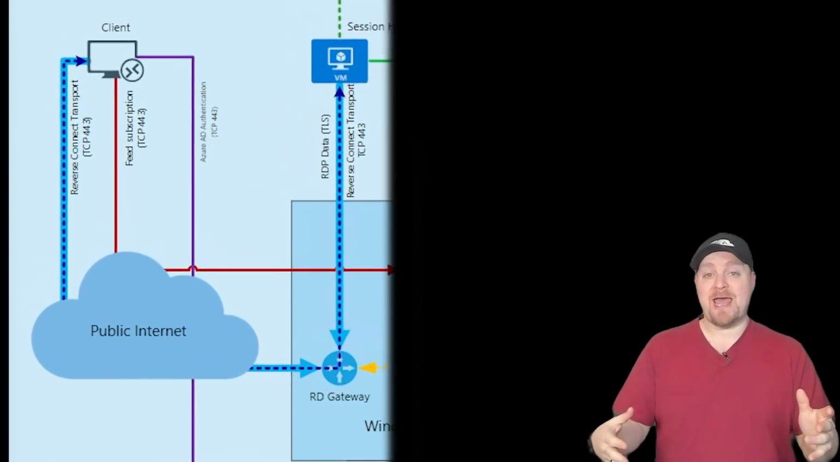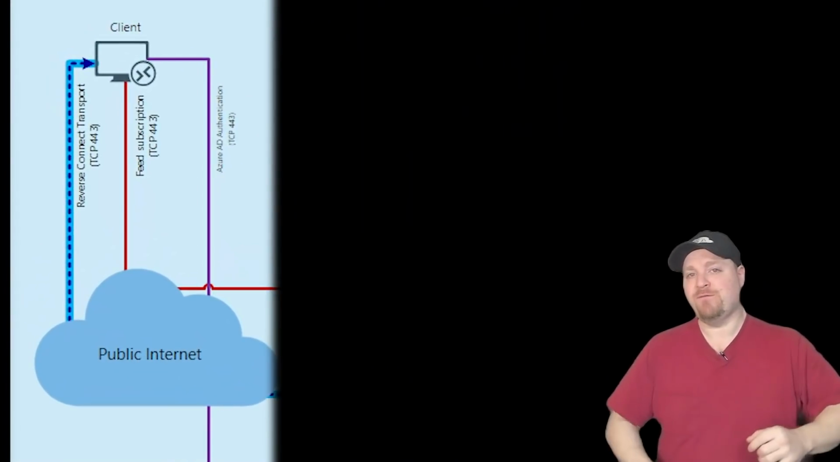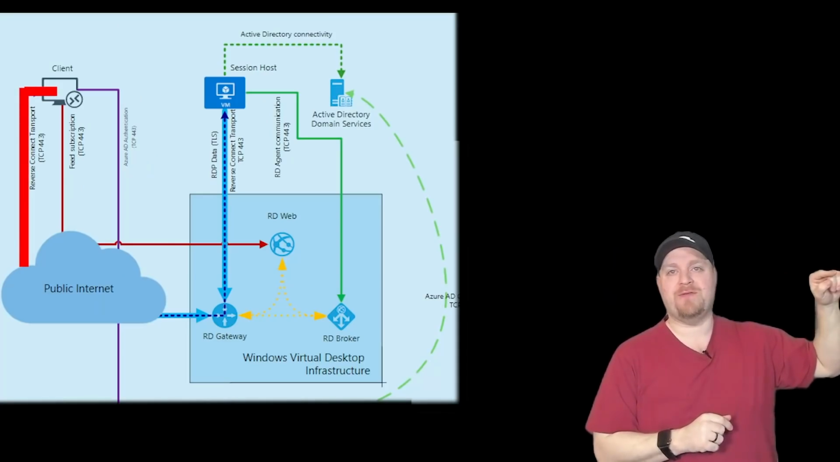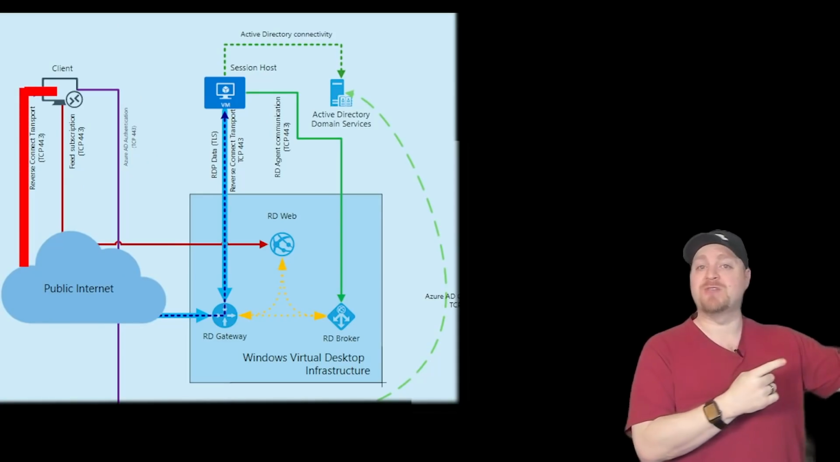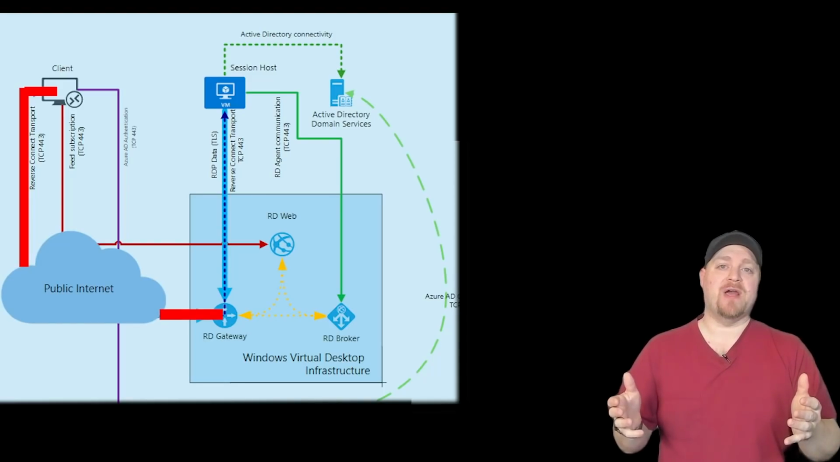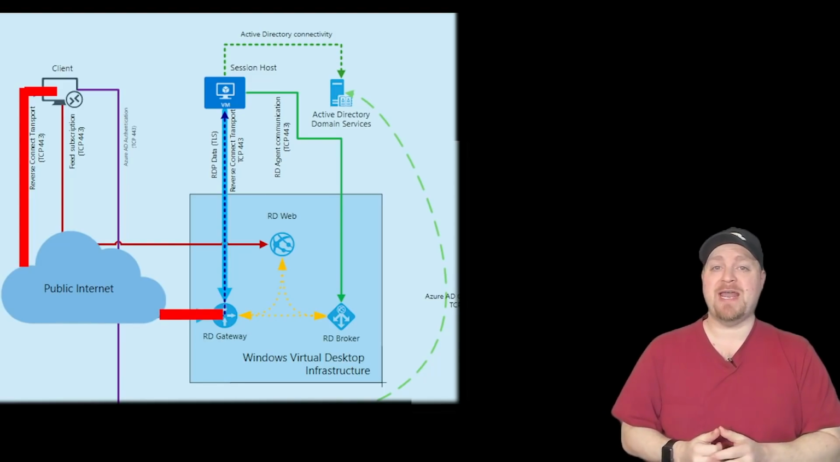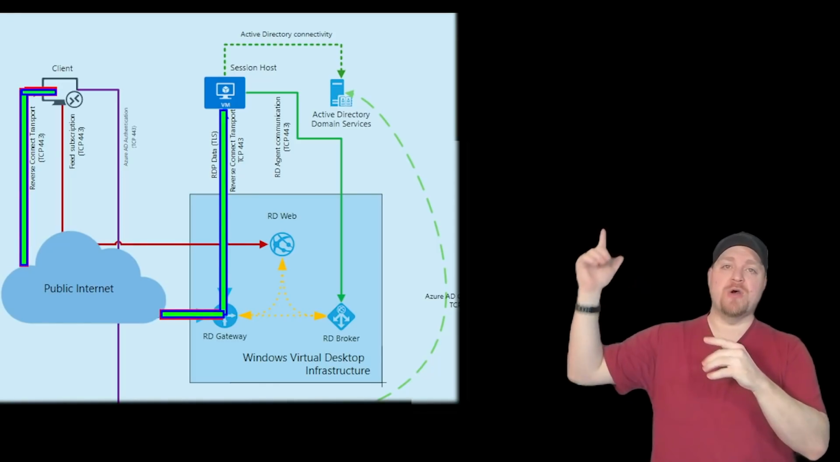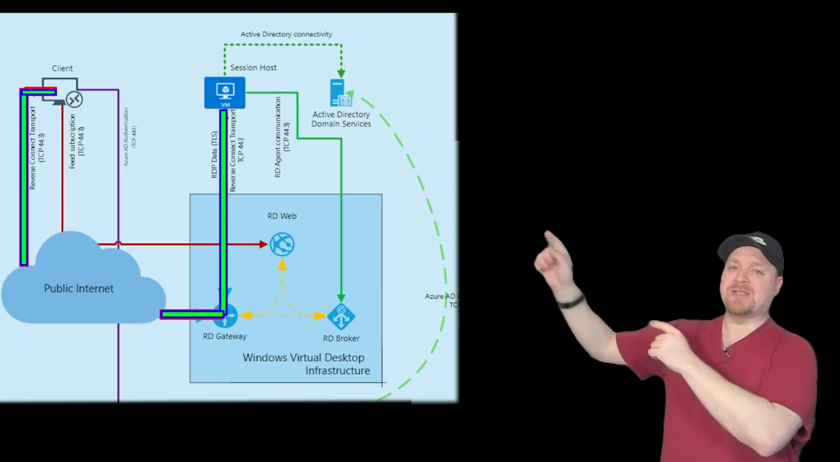So reverse connect, starting at port TCP 443, routes over the public internet through the WVD gateway service, which communicates with the broker. The broker will figure out which systems in your environment are available for your user connection, and then you will get an outbound connection from the session host through the gateway back to your client.